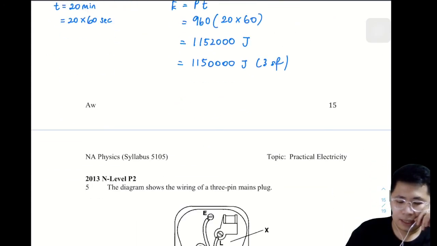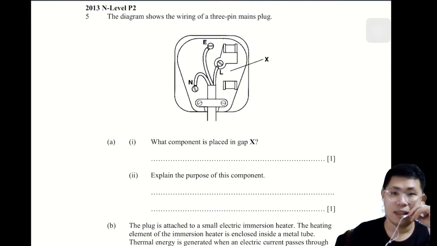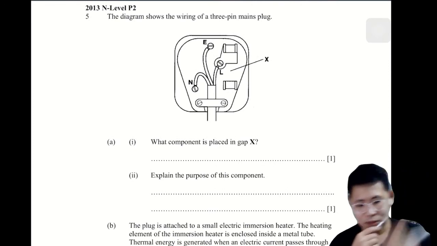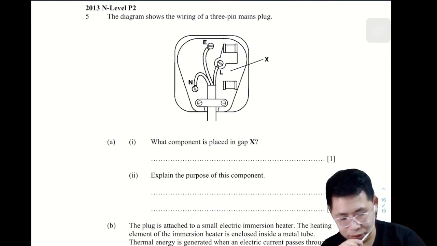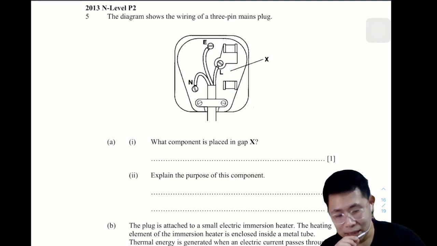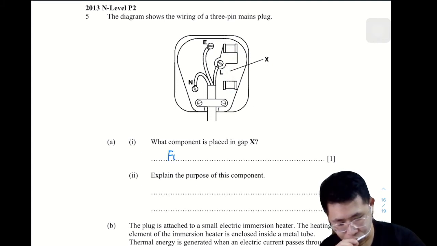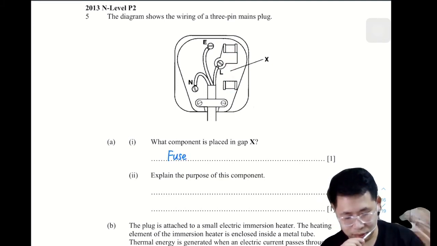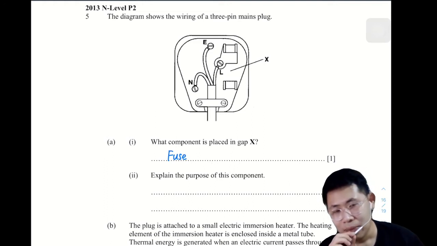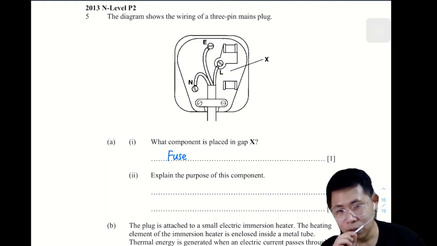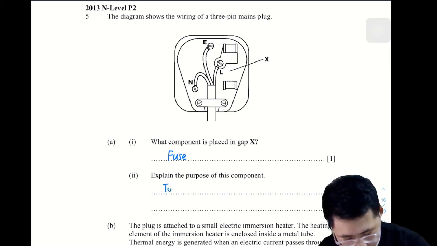Alright, next let's look at 2013 N level paper 2. Here the diagram shows the wiring of a 3-pin mains plug. What is the gap over here in X? What is this gap here? Now this gap is actually the fuse. The component put here is the fuse. Explain the purpose of this component. The purpose of this component is to break the circuit in event of an excessive current.